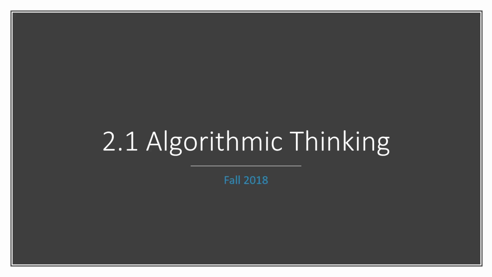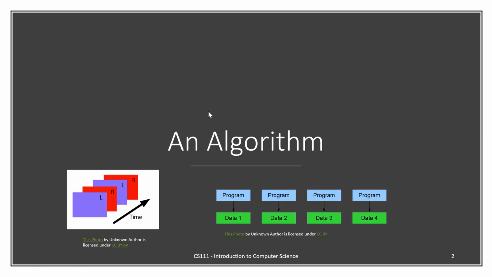Hello again. This lecture is about algorithmic thinking. This follows from the previous lecture that we did last week. So let's think about an algorithm. An algorithm is a step-by-step process of solving a problem. We use algorithms every day. When you cook a recipe, change a tire, or do the dishwashing, you're using algorithms.